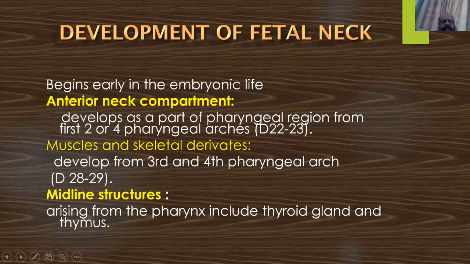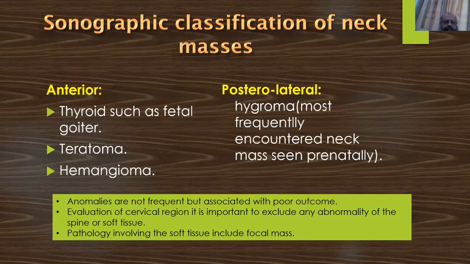For the fetal neck, anteriorly we can have thyroid masses such as fetal goiter, teratoma, hemangiomas, whereas in the posterolateral region we can have hygroma, the most frequently encountered neck mass seen prenatally. In the neck, another important thing is the nuchal translucency. We measure at this area. The best time is 11 to 14 weeks.